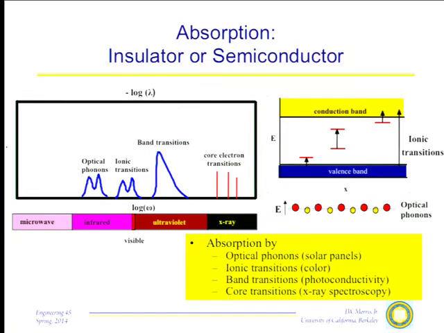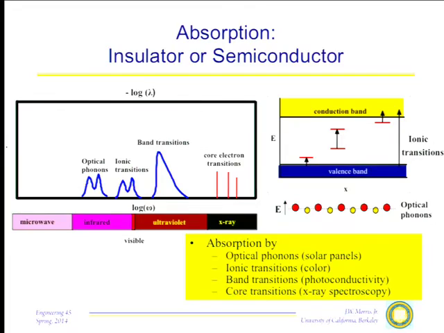A microwave will not have much effect on a semiconductor or insulator because you don't really have free charges to move. There'll be some absorption, but not a lot. When you get up into the infrared region, then you begin to have frequencies that can couple to the optical phonons. And in the infrared, it's mainly the optical phonons that will cause the absorption. Coming up a little higher, toward the end of the infrared and the visible, is where you begin to see ionic transitions.